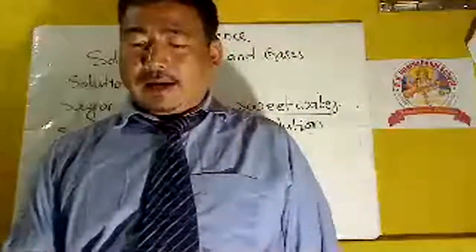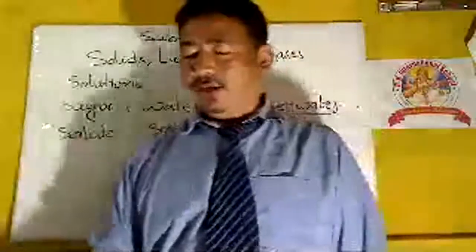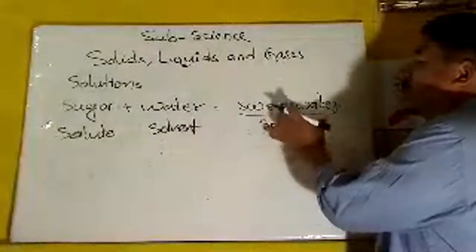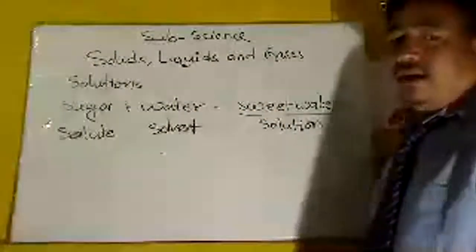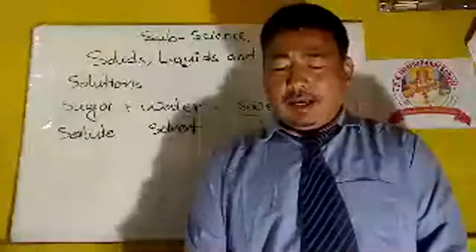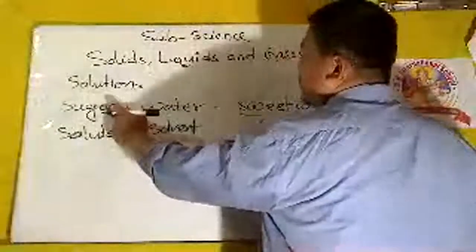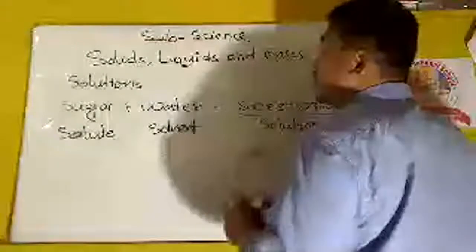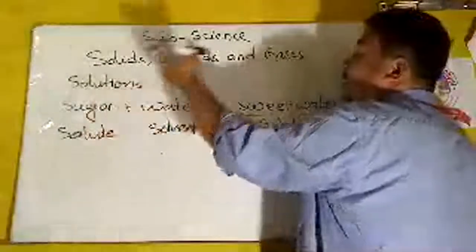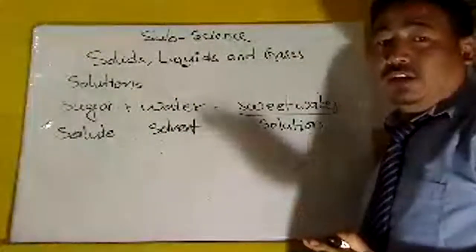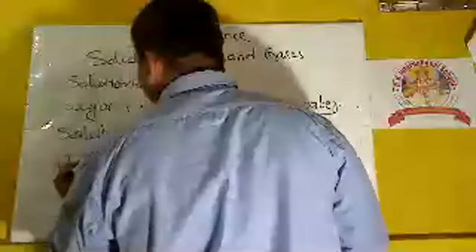With that, solutions may be of different types depending upon state. The result we get after mixing, these solutions are of different types. They are not all the same. The solute, solvent, and solution may be either solid, liquid, or gas. We can mix these three things with each other. First, we are going to read about solids.